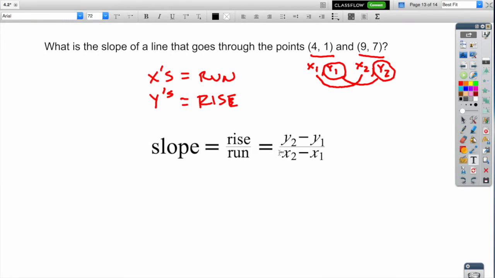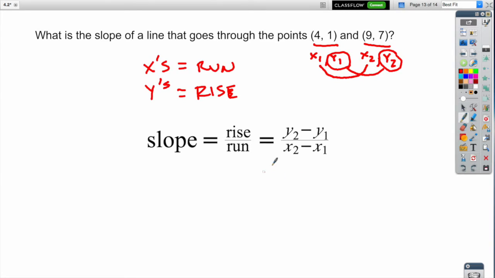All right, so here's what it looks like. This would be, let me get my pen here, y2, the second y coordinate, which is 7, minus y1, the first y-coordinate. Because again, the y-coordinates control vertical movement. So we've got a rise of 6. Now on the bottom, we've got the run, x2 minus x1. So 9 minus 4, which in this case is 5.